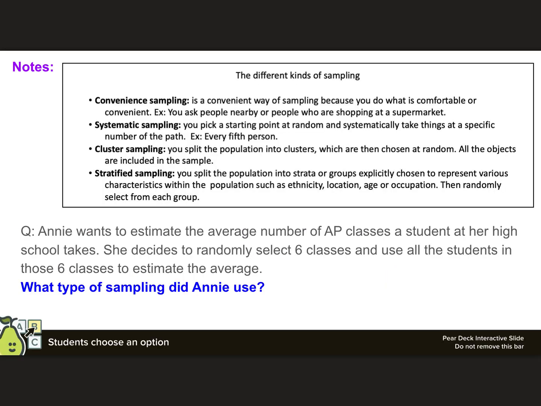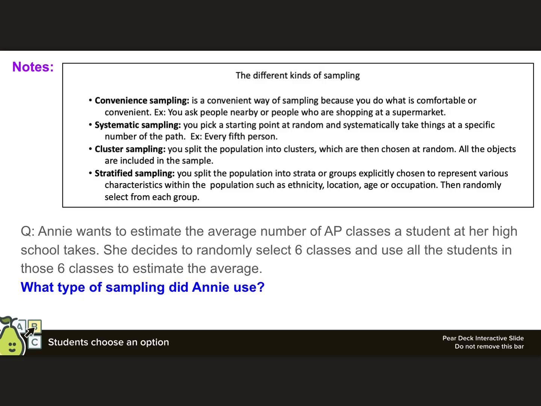Okay, I'm going to go through some of these different kinds of sampling techniques. So the first one is convenience. It's convenient for the person taking the sample. So asking like the first 5 people you see at school, asking your friends, asking people in the quad that walk by you, that would be convenience. Systematic has you using a random number generator to pick a starting number, like 5, and then you will find information on every 5th person.